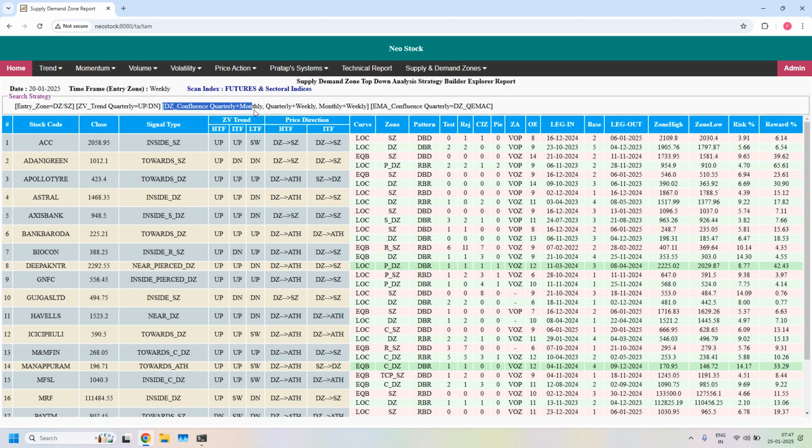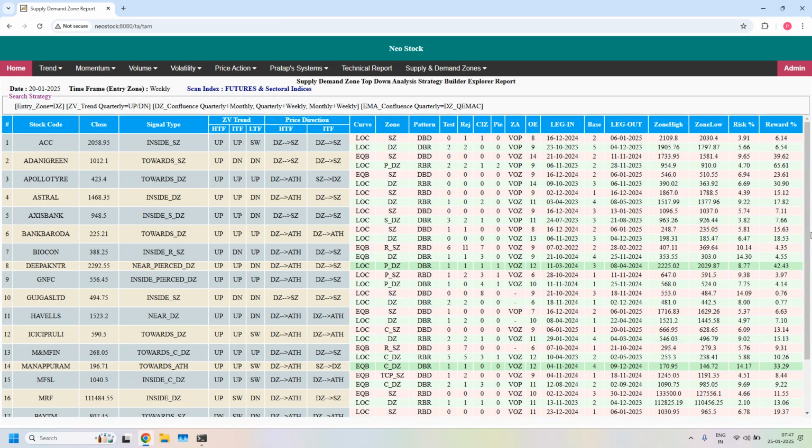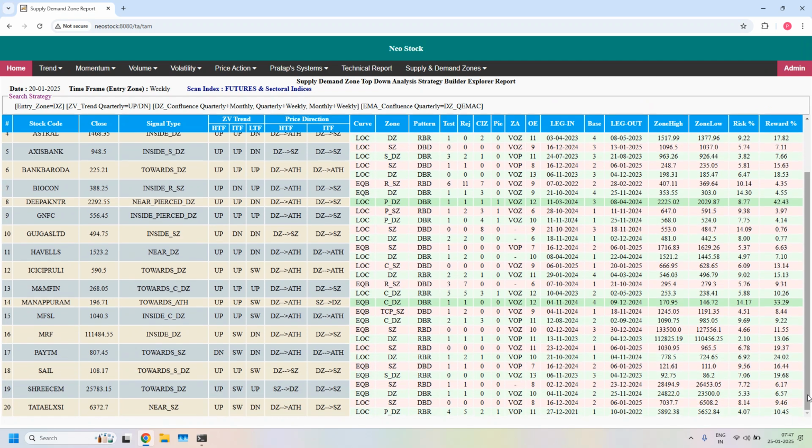Demand zone quarterly, monthly, weekly. EMA confluence, quarterly demand zone with quarterly EMA confluence. Weekly time frame should be demand zone. So total 20 stocks are filtered. First 16 stocks in the list. Scrolling the list down. So total 20.